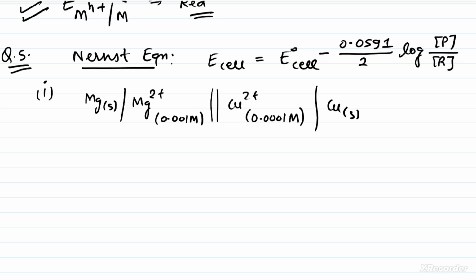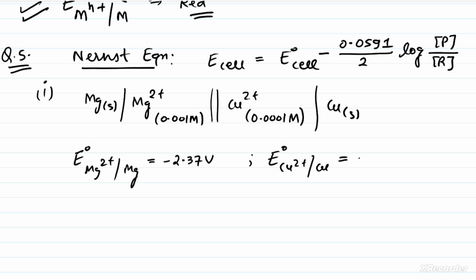So the very first thing is we should write the cell reaction. So how to write a cell reaction? Now look at the EMF that is given. So I should write the EMF first. EMF which is given is E° of Mg2+ to Mg equals minus 2.37 volt, and EMF for Cu2+ to Cu is given as plus 0.34 volt.